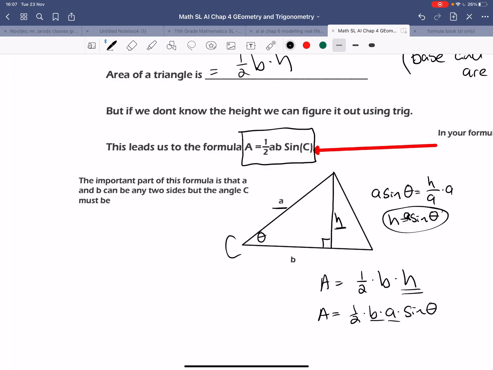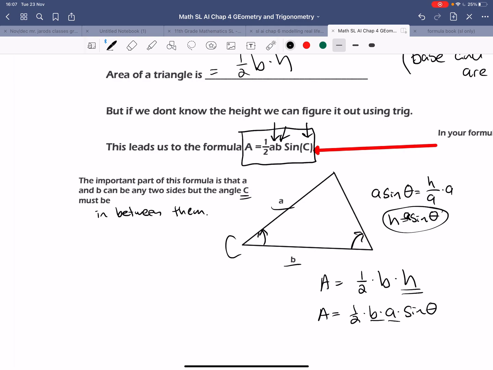Okay? The important part of this formula is knowing what sides to use and what angle to use. The rule is that A and B can be any two sides, but the angle C must be in between them. If it's not in between them, then we're not going to be able to use this formula. It always has to be the angle that's in between these two sides. If it's this angle over here, we can't use this formula.